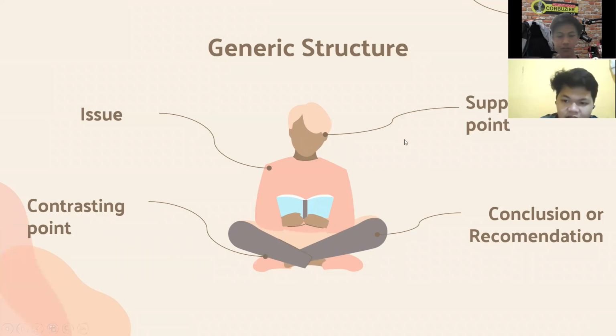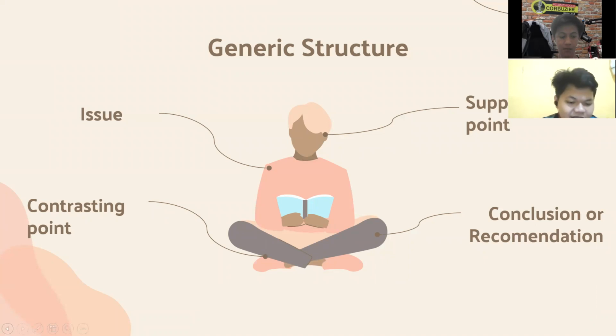The second one is supporting points. In this section, the author will present opinions that support the issue, or we can say pro. Each supporting point paragraph consists of two different components, such as the main idea of the paragraph and the elaboration or description that comes from the main idea of the paragraph itself.